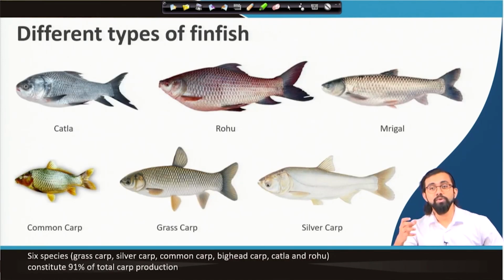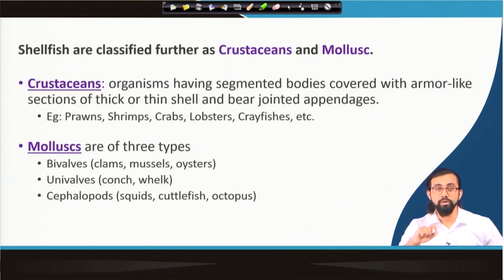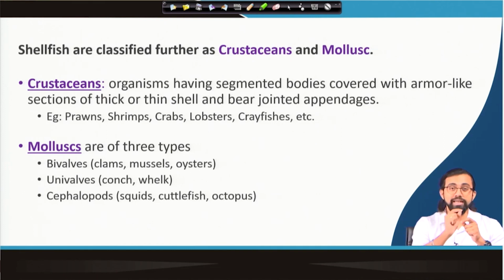Among the different types of finfish, you already know most of them: the katla, rohu, mrigal, common carp, grass carp, silver carp. In general, these 6 species themselves constitute more than 91% of the total carp production in the world. The shellfish are further classified as crustaceans and mollusks. Crustaceans, as I already told you, normally have segmented bodies covered with armored sections of thick or thin shell and jointed appendages. So you know about prawn, shrimps, crabs, lobsters, crayfishes, etc.